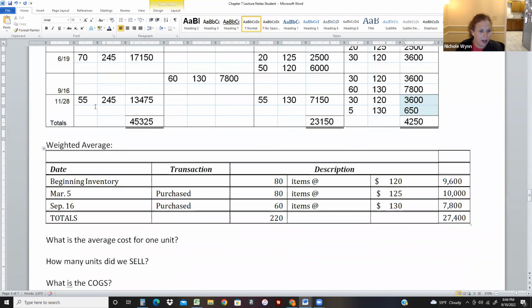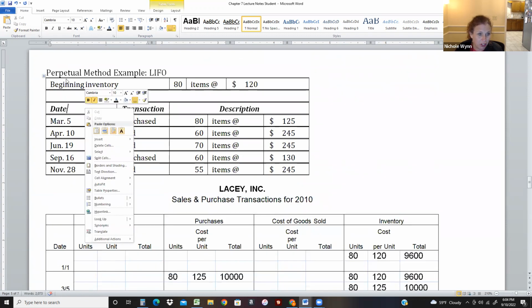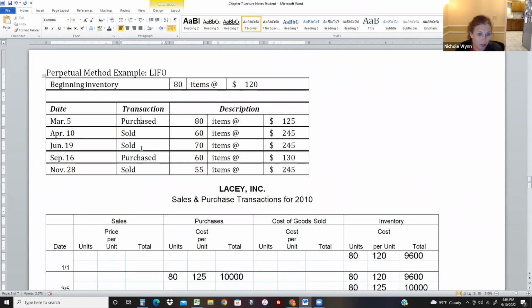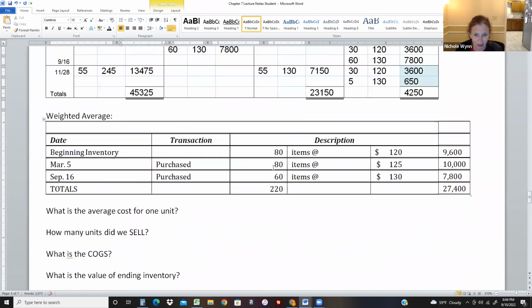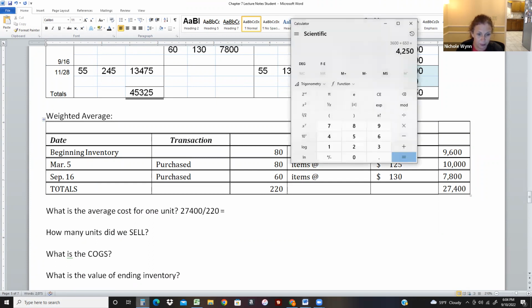Alrighty, so the next thing we're going to do is compute weighted average for the same data, just to practice one more time on weighted average. So what is the average cost of one unit? This is given. We started off with 80 units, but then we purchased 80 and we purchased 60. So I just summarized that down here. So the average cost of one unit would be 27,400 divided by 220. Oh, look at that ugly number, 124.55.